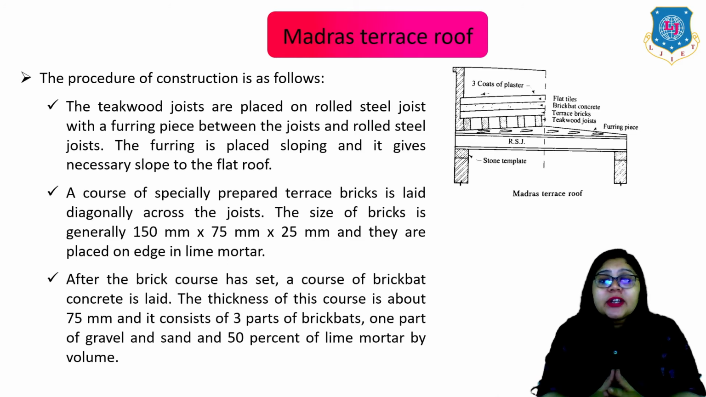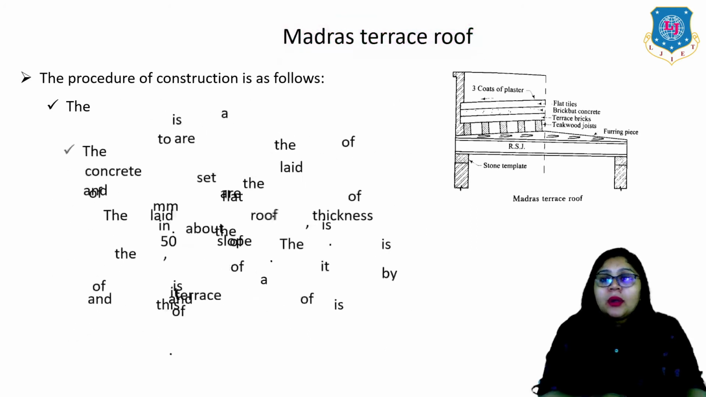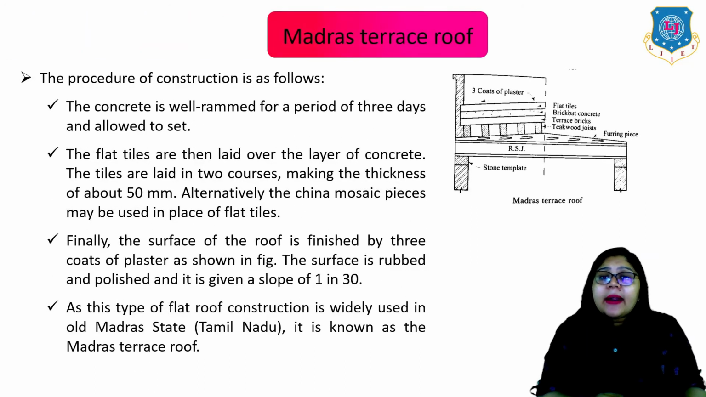A course of specially prepared terrace brick is laid diagonally across the joist, and the size of brick is generally 150 mm by 75 mm by 25 mm, placed on edge in lime mortar. After the brick course has set, a course of brick bat concrete is laid, about 75 mm thick, consisting of three parts of brick bats, one part of gravel and sand, and 50% of lime mortar by volume. The concrete is well rammed for a period of 3 days and allowed to set.